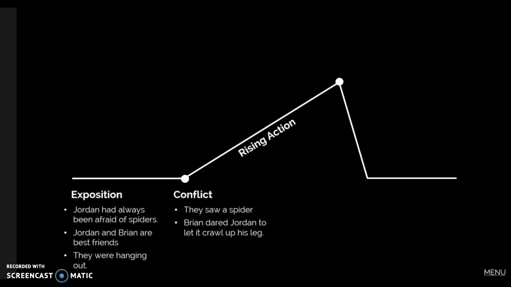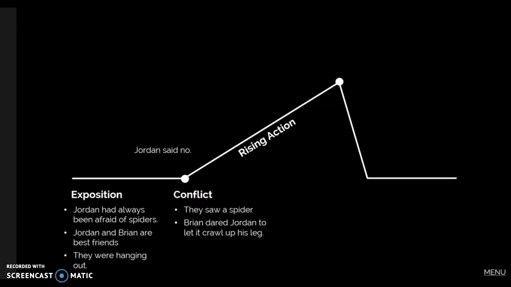Next, we're going to have the rising action. So this is, remember, those events that lead up to the climax. So here during this rising action, we're usually going to have several events along the way until we get to the big moment that we've all been waiting for, right? The climax.